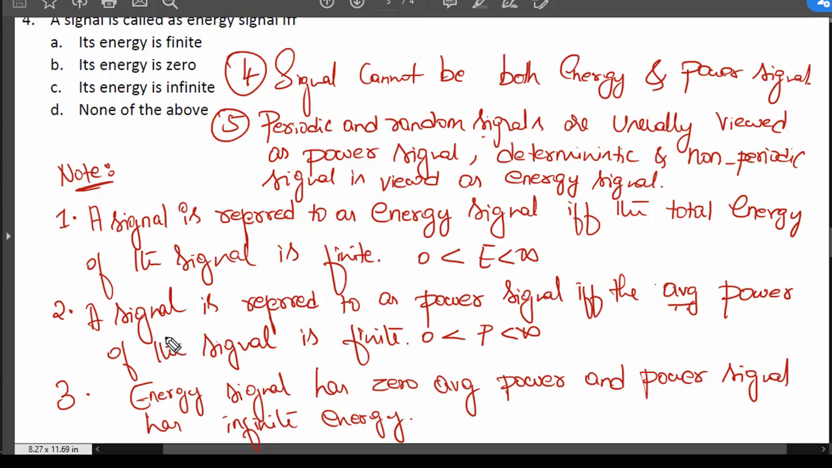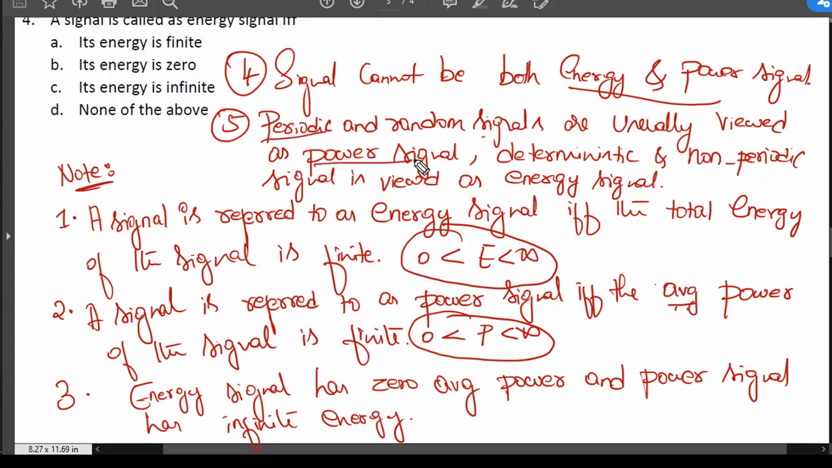Let me repeat all these 5 points in short. A signal is said to be an energy signal if its total energy is finite. A signal is said to be a power signal if its average power is finite. An energy signal has zero average power and a power signal has infinite energy. The 4th point is a signal cannot be both an energy and a power signal. And the 5th point says that all periodic signals are power signals, all non-periodic signals are energy signals.